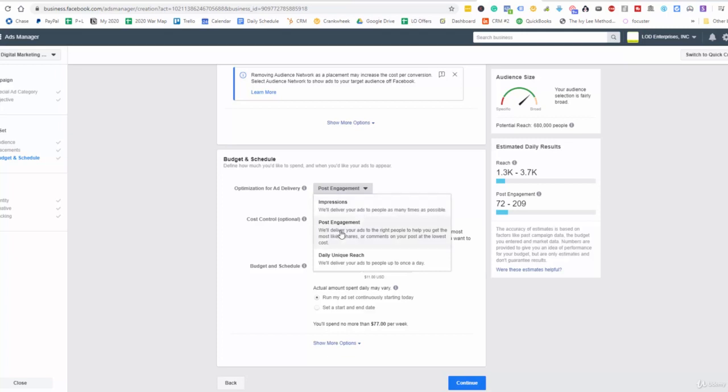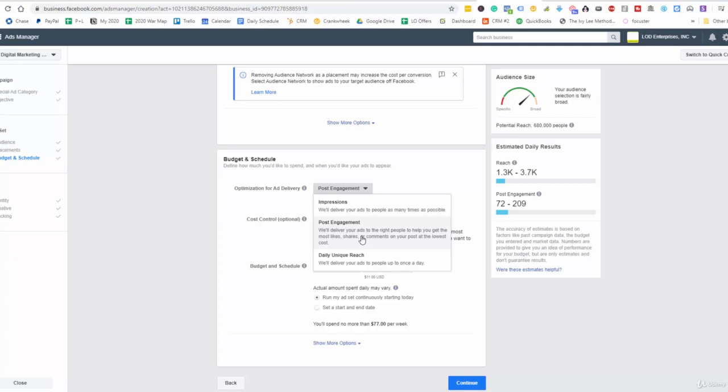And then the post engagement here is essentially what we're looking for, because what this is going to do is deliver the ads to the right people to help get the most likes, shares, comments, right, on the post for the lowest cost. And that's exactly what we're looking for here, right? We're looking to set up a page post engagement to be able to build that social proof, that engagement with our ad, so then we can reuse that particular ad on a conversion campaign, right? And be able to have that built-in social proof, that engagement, and be able to increase our amount of leads.